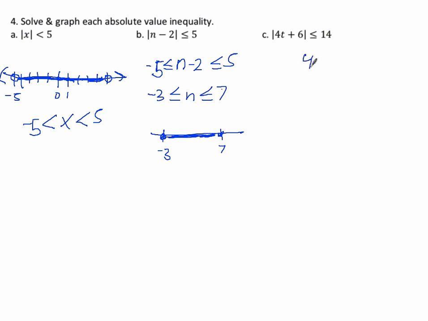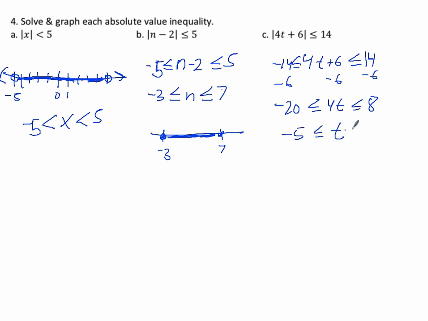Okay, and similarly for this one, you're going to have less than or equal to 14, and greater or equal to negative 14. So I'm going to subtract 6. We got negative 20, less than or equal to 4t, less than or equal to 8. Divide by 4, and we get negative 5, less than or equal to t, less than or equal to 8/4, so that's 2, sorry. So we have 2 here, negative 1, 0, 1, 2, 3, 4, 5. Solid dots on both of them.